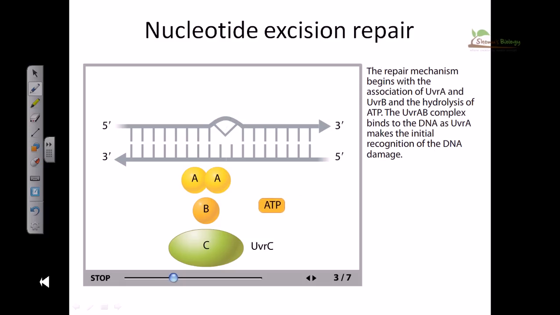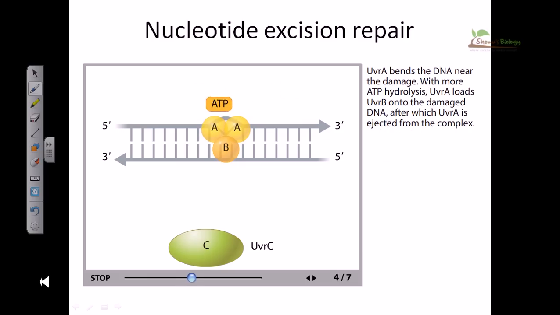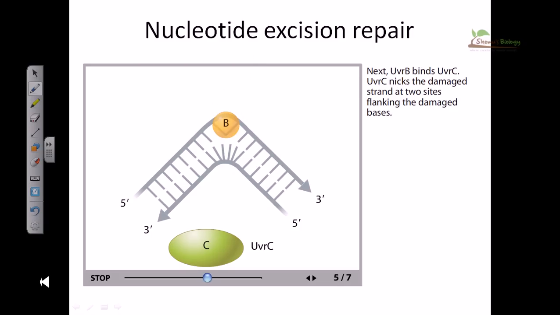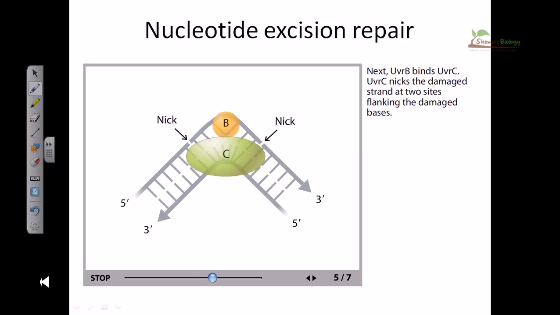The repair mechanism begins with the association of UVRA and UVRB and the hydrolysis of ATP. The UVRAB complex binds to the DNA as UVRA makes the initial recognition of the DNA damage. UVRA bends the DNA near the damage. With more ATP hydrolysis, UVRA loads UVRB onto the damaged DNA, after which UVRA is ejected from the complex. Next, UVRB binds UVRC. UVRC nicks the damaged strand at 2 sites flanking the damaged bases.